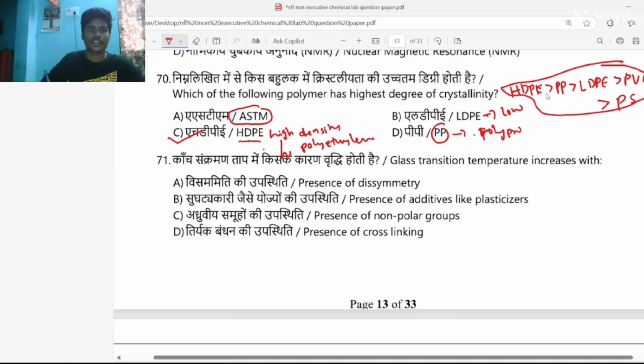Okay, the next question is 71. Glass transition temperature increases with. Options are presence of dissymmetry, presence of additives like plasticizers, presence of non-polar groups, presence of cross-linking. Yeah, answer is option D, presence of cross-linking. Option D is the correct answer.